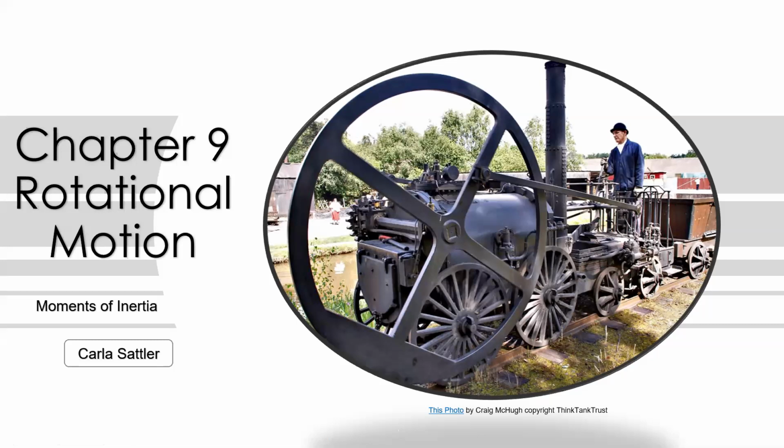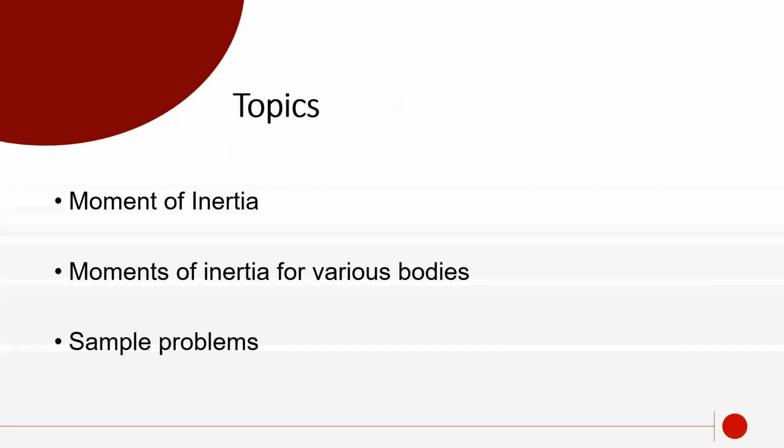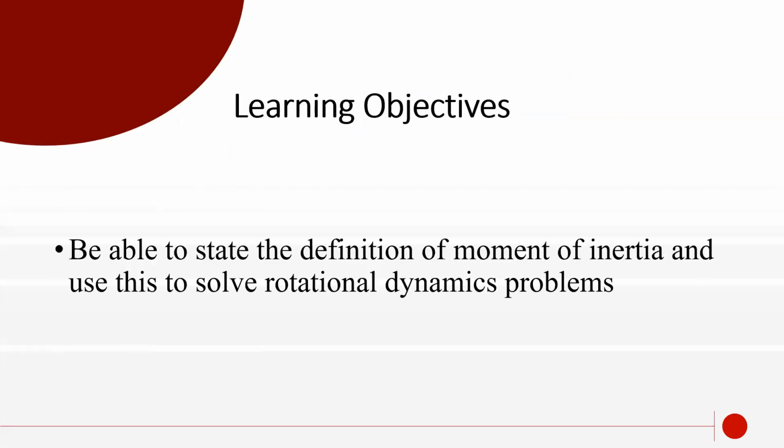Good morning. Our lecture today is a continuance of Chapter 9, Rotational Motion. In this lecture, we will define moment of inertia and equations associated with various rigid bodies, and will perform example problems demonstrating how this concept would be used in the work setting. We are looking at objective number 2 for this chapter, which is to be able to state the definition of moment of inertia and use this to solve rotational dynamics problems.